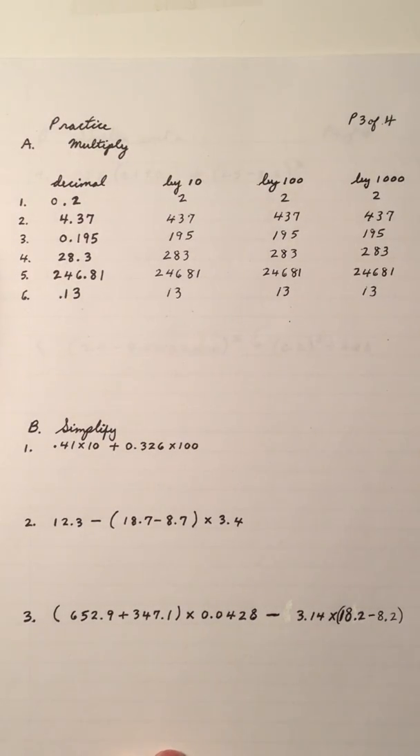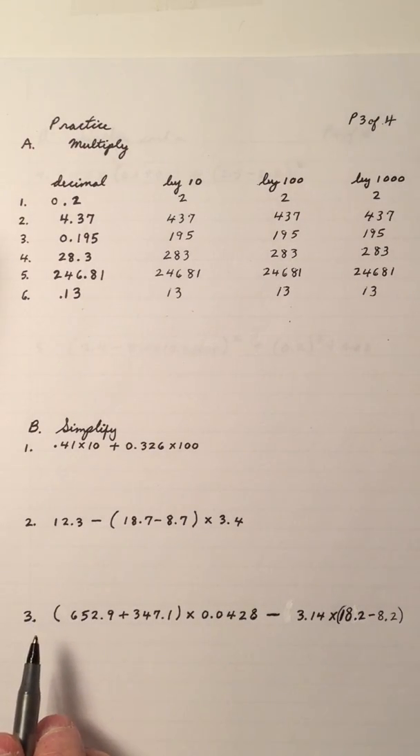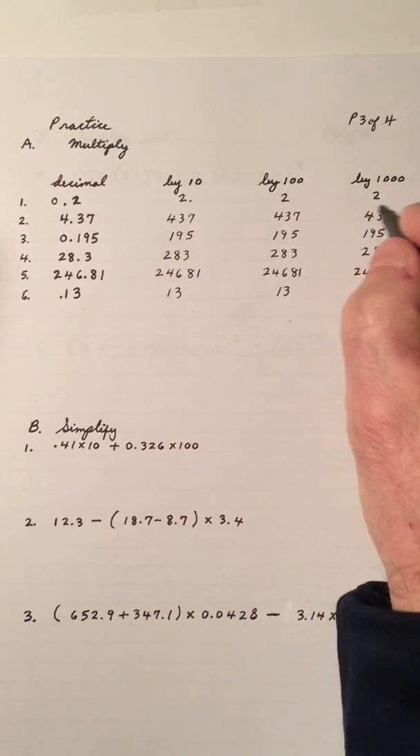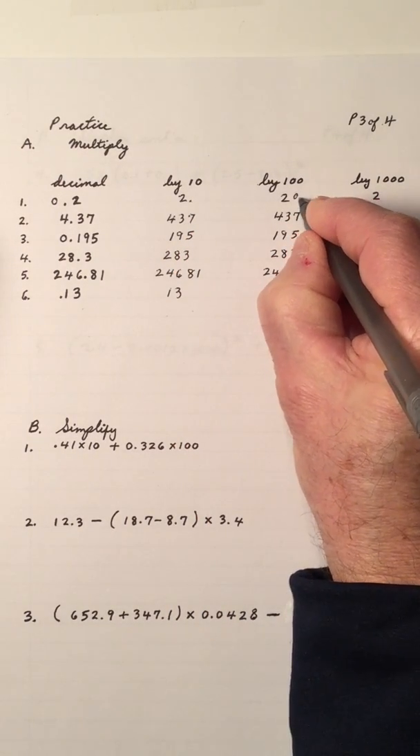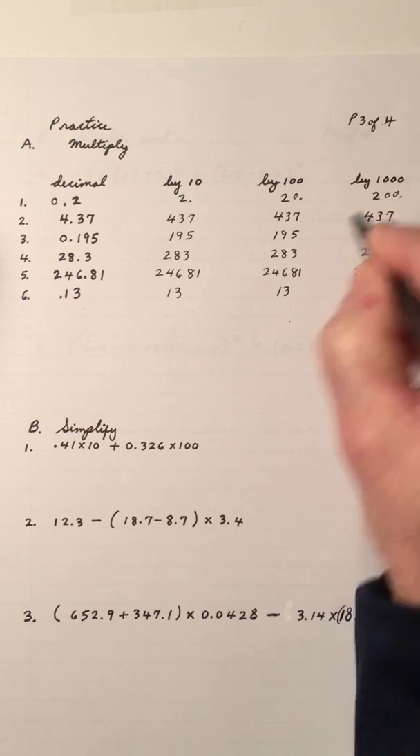Now you pause your video, put the answers in for these, and see if you're right. So decimal 2, 1 place is 2. 2 places, 20. 3 places, 200.